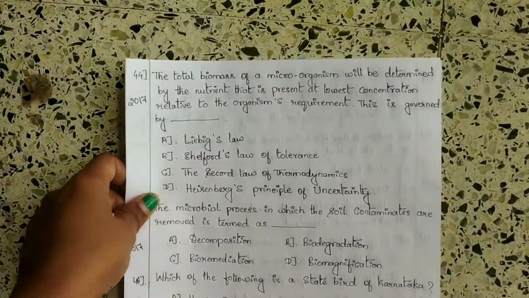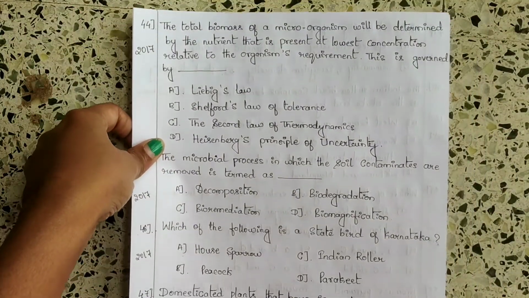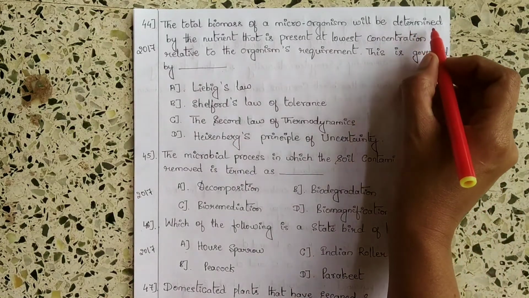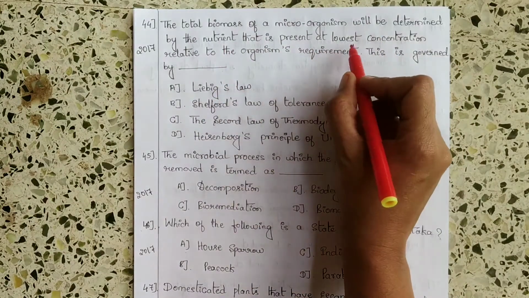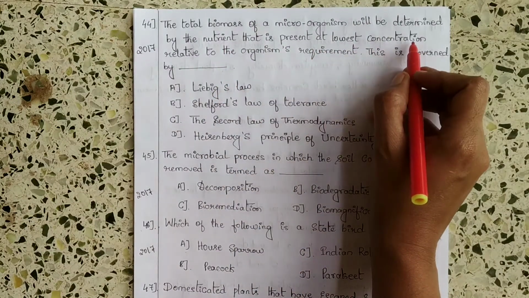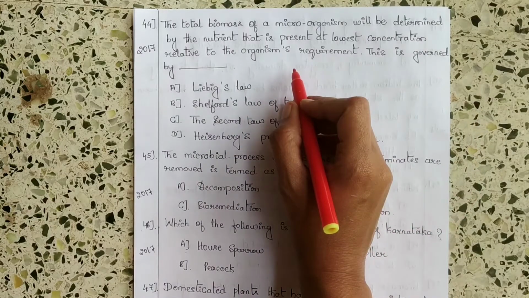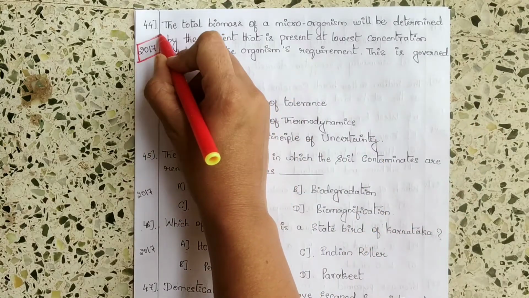Let us move on to the, I guess this is visible. Yeah, okay. 44th question. The total biomass of a microorganism will be determined by the nutrient that is present at lowest concentration relative to the organism's requirement. This is governed by dash, which is asked in the year 2017.